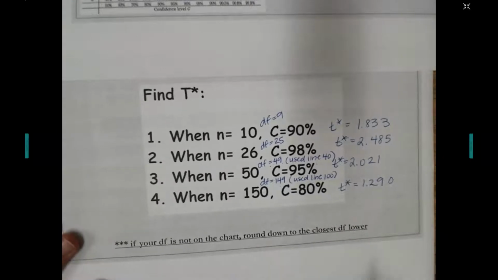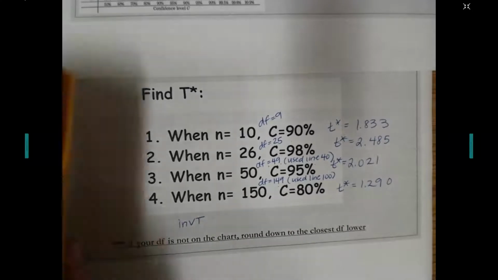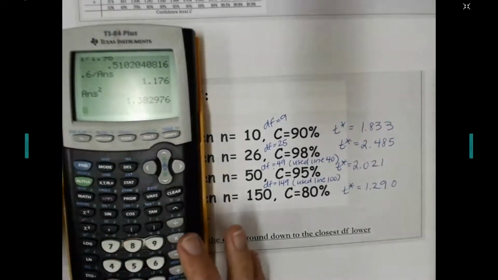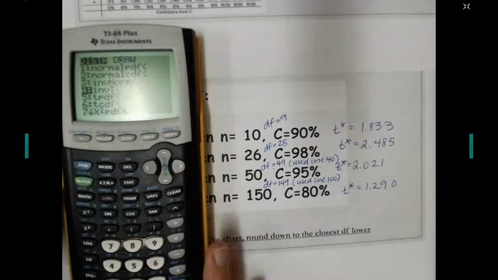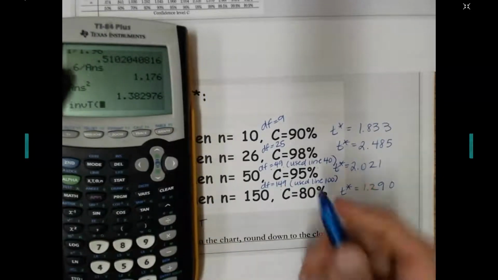Well, if you want to do this on the calculator, you're going to look for a function called inverse t. And on your calculator, if you go to second vars, inverse t is the fourth choice there. And what you're going to input here is, I'll just do the first one.